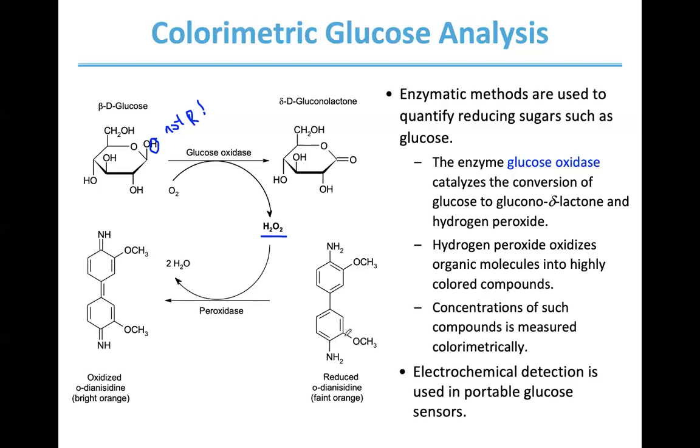And then it utilizes a dye, which in this form is just a faint orange, basically almost colorless. But hydrogen peroxide will oxidize this dye into this extended form, which is dianisidine, which is bright orange. And so by the brightness of this orange, you can actually quantitate how much glucose is present in the sample, right? So technology is utilizing portable glucose sensors. So it's a biocatalytic oxidation, right? It's an enzymatic reaction.